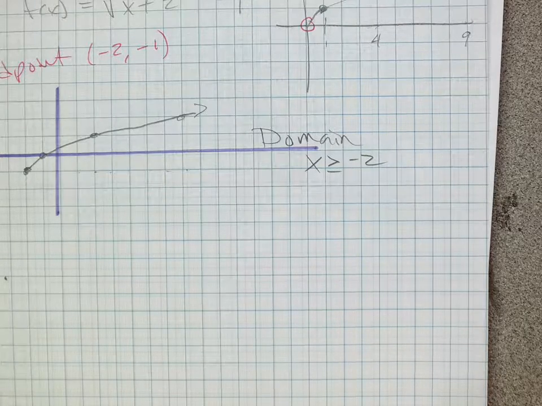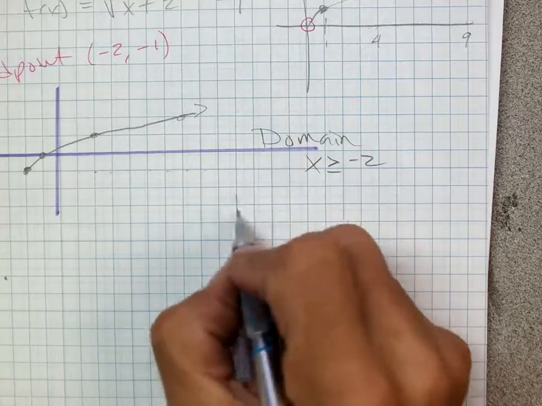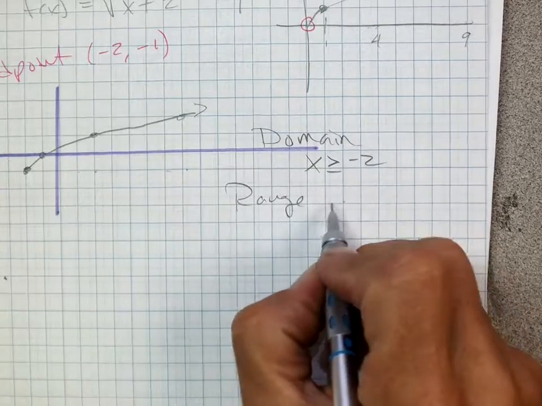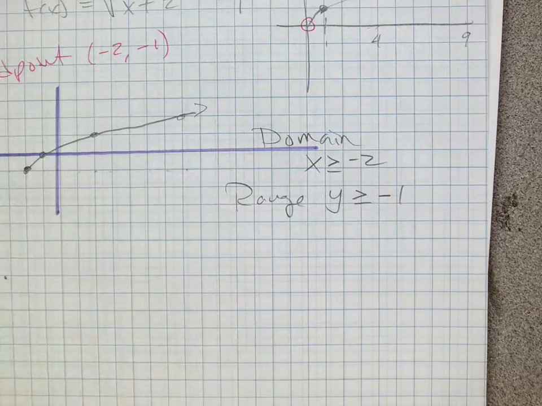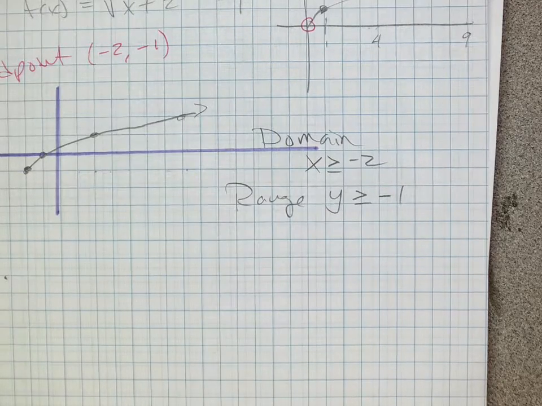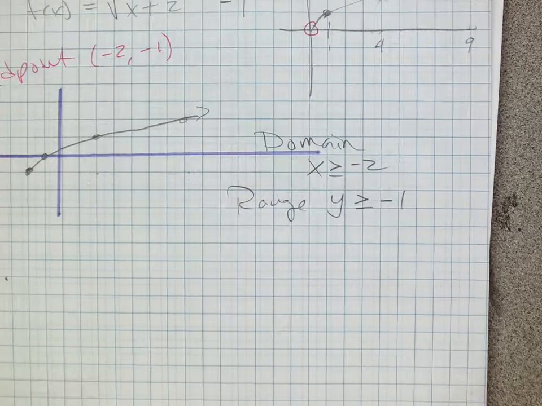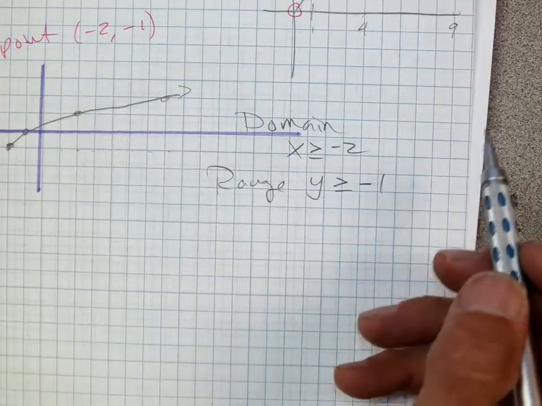What's its lowest value? So the range is y is greater than or equal to negative 1. Because it starts at a height of negative 1 and goes up. Does that seem easy? You guys can do this. I know you can, okay? All right, here we go. Y is greater than or equal to negative 1.